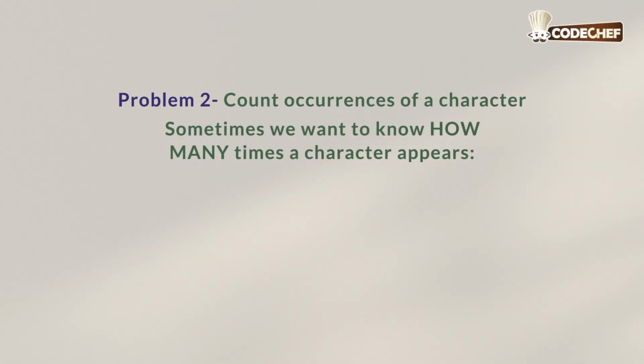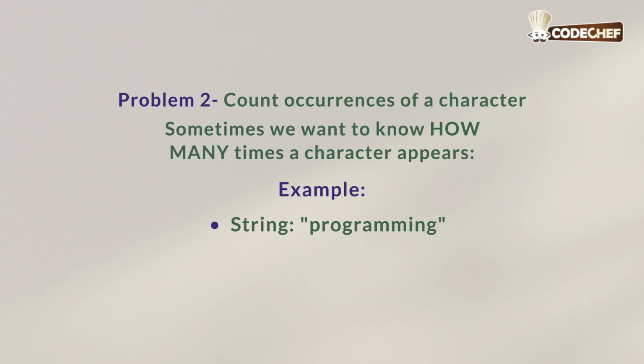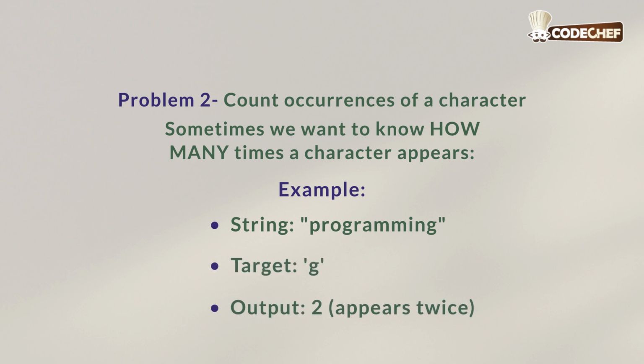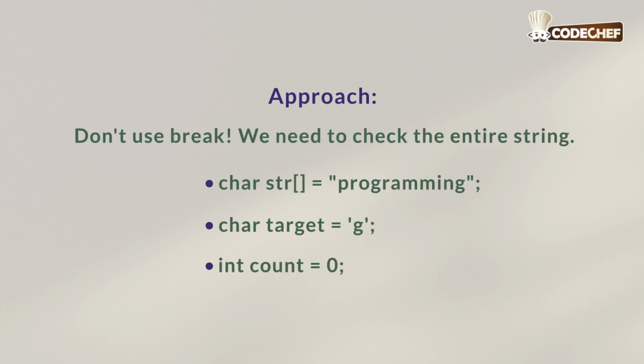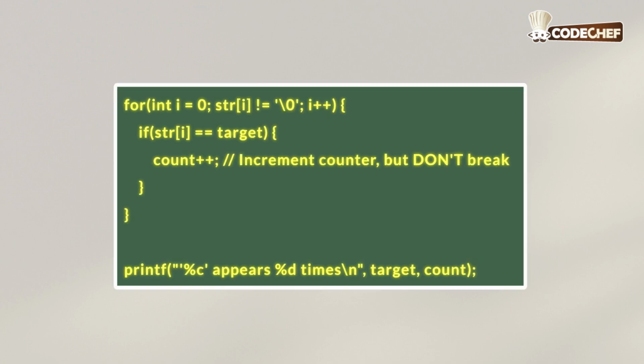Let's go to another problem. Count occurrences of a character. Sometimes we want to know how many times a character appears. For example, string "programming". Here we have to find 'g'. The output we get is 2, as it appears twice. The approach is don't use break. We need to check the entire string. We run this program and we print the count of how many times it appears.